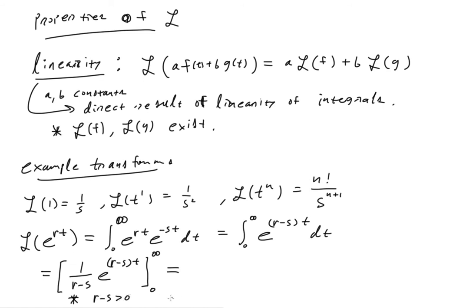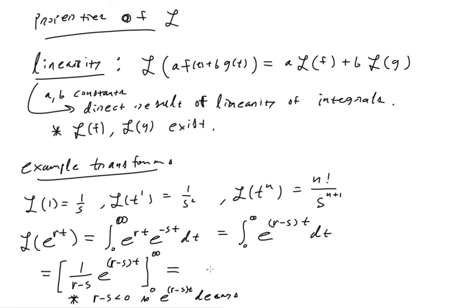Remember, s and r are both constants. And for this, oops, I'm sorry, I'm bad again. This has to be less than 0, right? It has to be less than 0. So e to the r minus s times t decays.